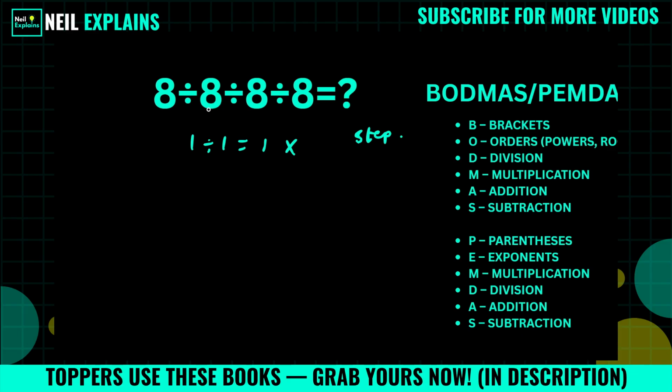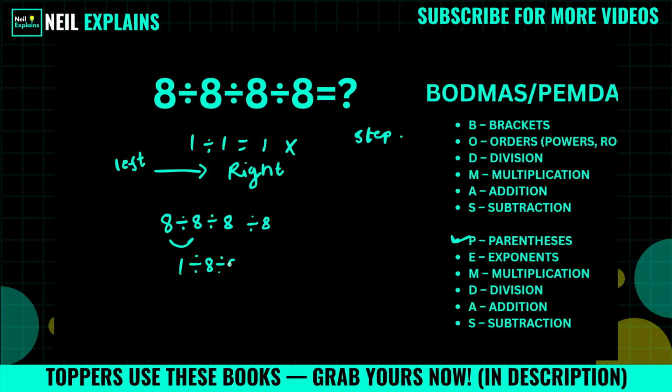As we know, there are division operations and all are at the same level according to MDAS. So we will solve it from left to right. Left to right. So here, 8 divided by 8 divided by 8 divided by 8. We will solve this first: 8 divided by 8, then divided by 8.